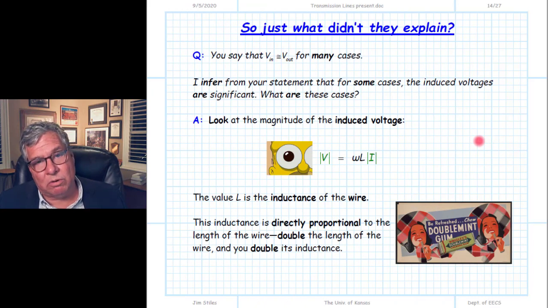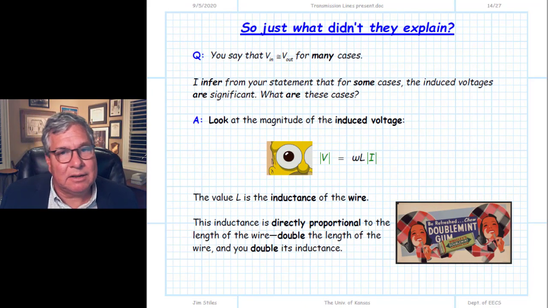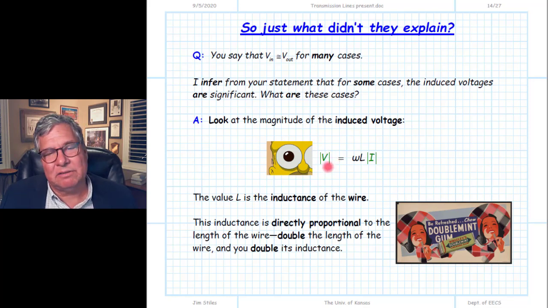So when do we know when we can neglect these induced voltages? When can we decide that they are insignificant? Well, we can look at the magnitude of the voltage across an inductor and make that decision. Again, what we're really saying is, when is this induced voltage so small that we can consider it to be zero?